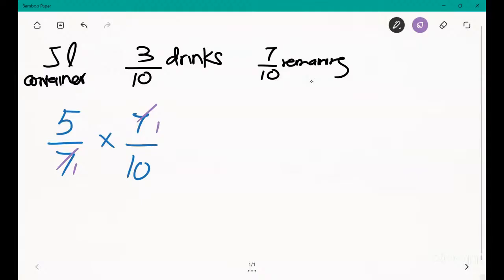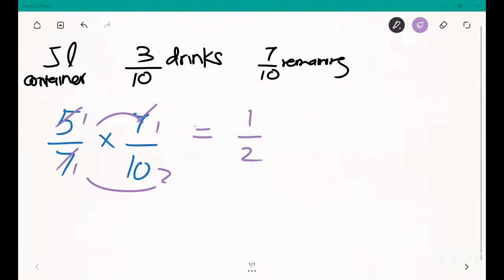And then here you can see up and down, you can divide it by 5. So 5 divided by 5 is 1, 10 divided by 5 is 2. Then you multiply both the up and down numbers together. 1 into 1 is 1, 1 into 2 is 2. So this is the amount poured into the bottle. So I'm going to write that as well on the corner.